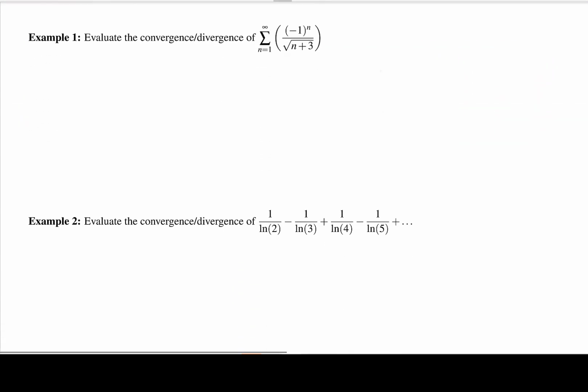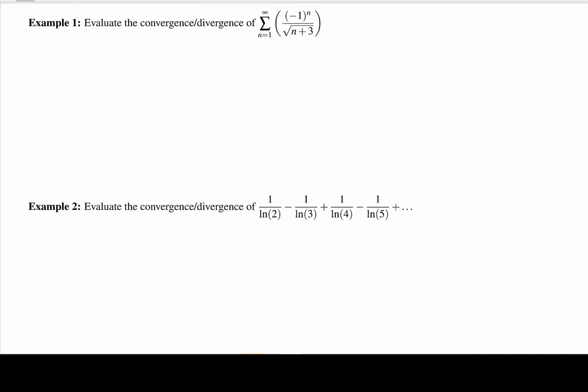Now, let's look at example 1. What we want to do here is use our alternating series test because we see that this is an alternating series. By the way, I've constructed these problems so that the test for divergence probably isn't going to be helpful. But you should still use the test for divergence first, as it's a quick way to check if something diverges or not. But in example 1, the test for divergence will fail because our limit will go to 0.